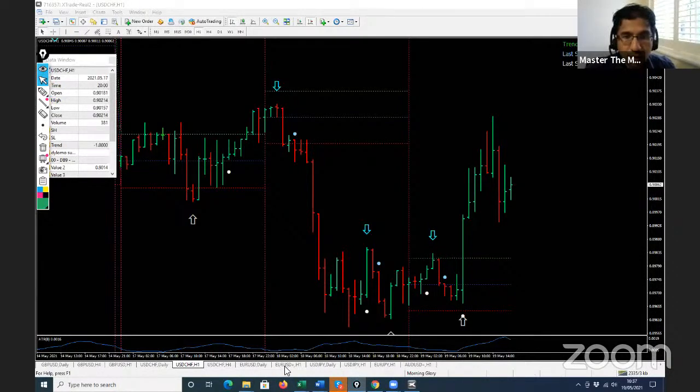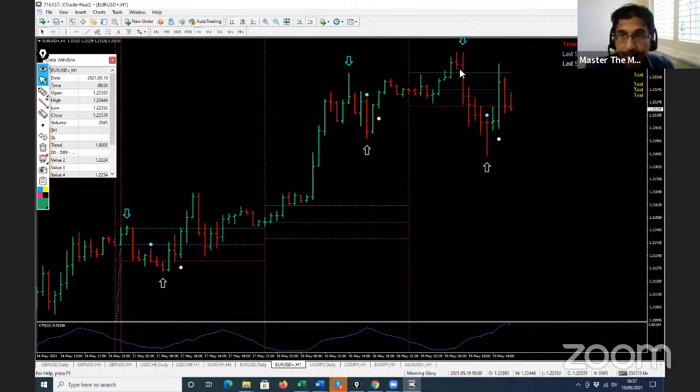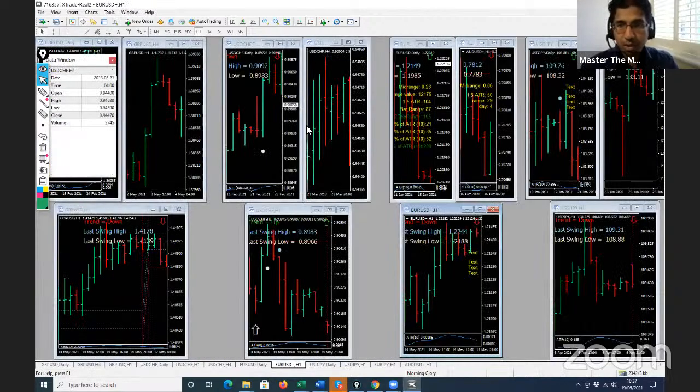What else is another? You can see euro dollar on the 1 hour as well. Stretch taken to the upside, then opposite stretch. The PSWB was here, but it couldn't have triggered you, and it went further down after that.